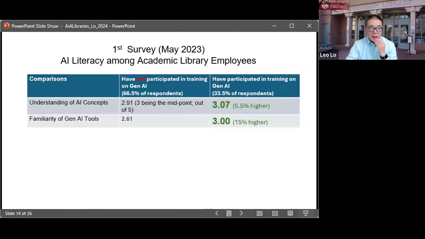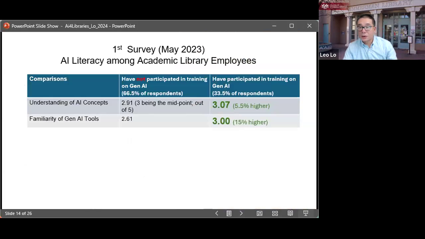Some other key findings, which are quite interesting. I mentioned that about a third of them have participated in any kind of training. You can see that those who have participated in training have a little bit higher understanding or higher familiarity with these AI tools, 5%, 5.5% higher, and 15% higher.